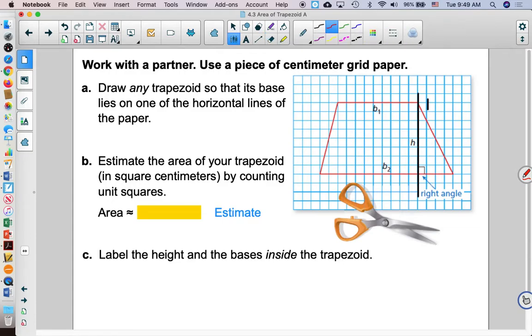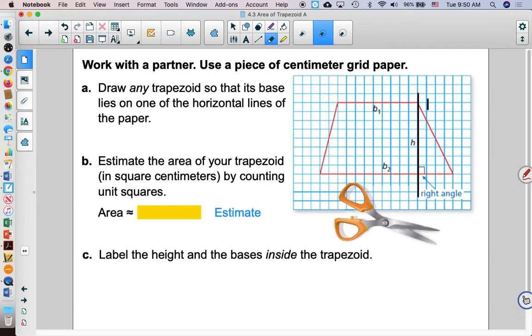Okay, because it says here, estimate the area of your trapezoid by counting the unit squares in your drawing. So you're going to count the number of units squared in your drawing. Do you understand what I mean by that? I'm just going to look and go, well, there's 1, 2, 3, 4, 5, 6, 7, 8. I'm going to count all the squares. So I'm counting an estimate for the area of the shape that I've drawn.